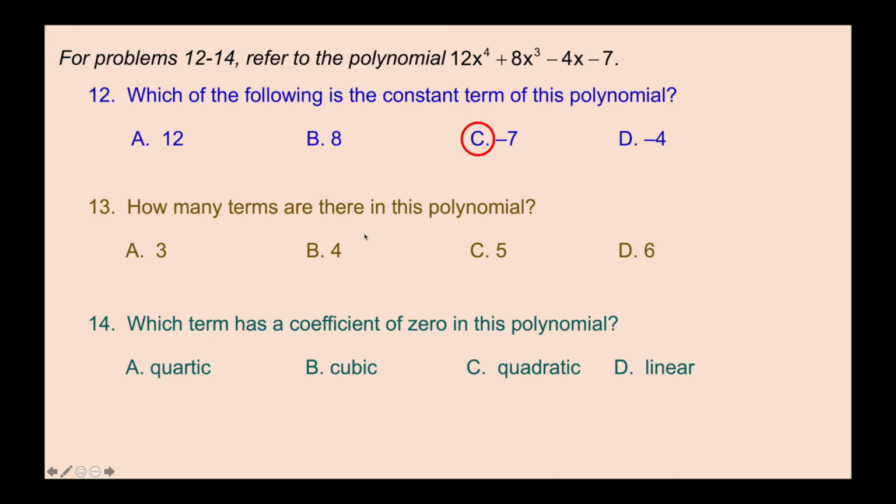For 13, how many terms are there in this polynomial? Again, we can judge this because it's in standard form, everything is combined. But we have 1, 2, 3, 4 terms here, so we're going to say B.